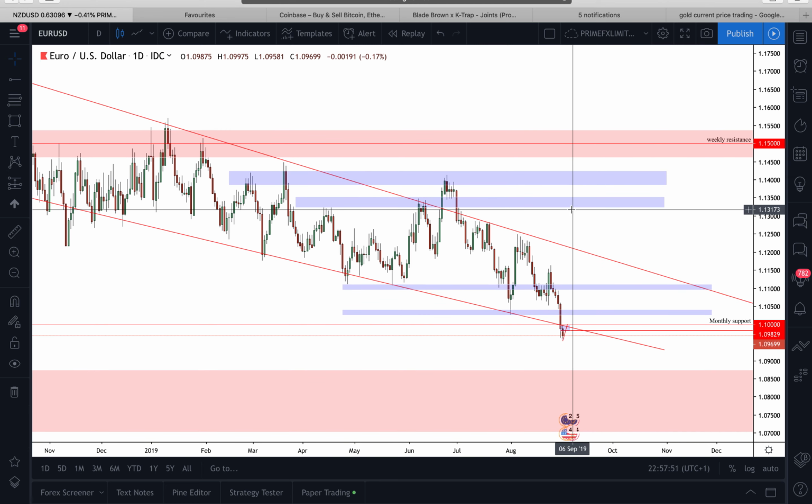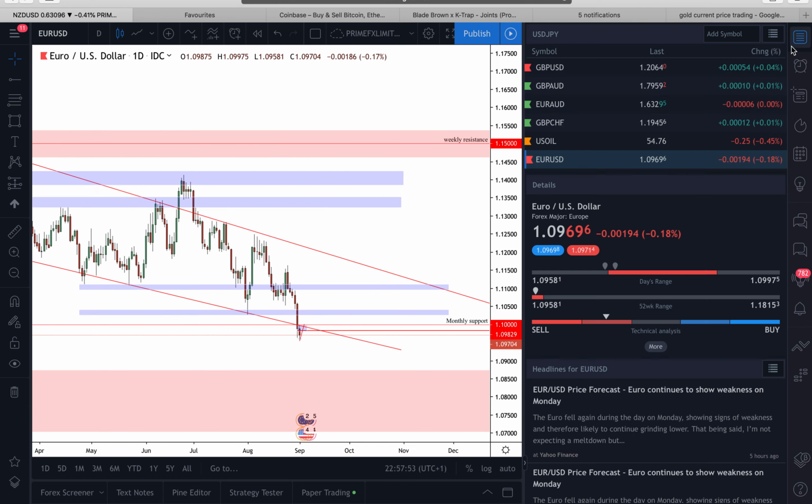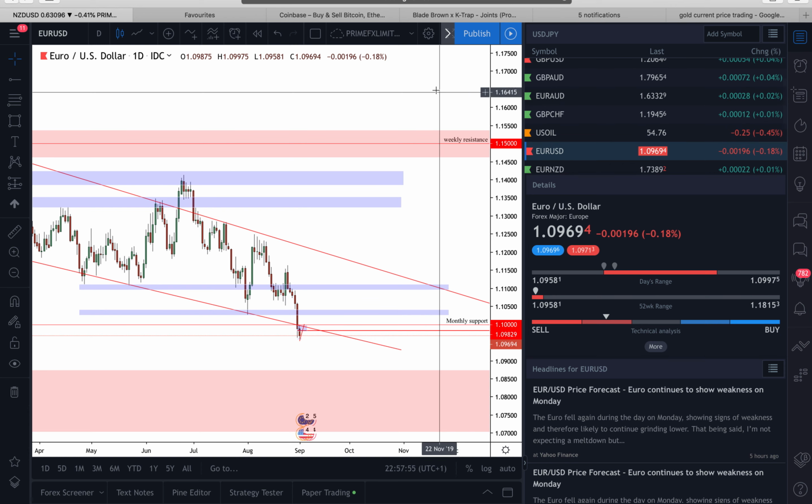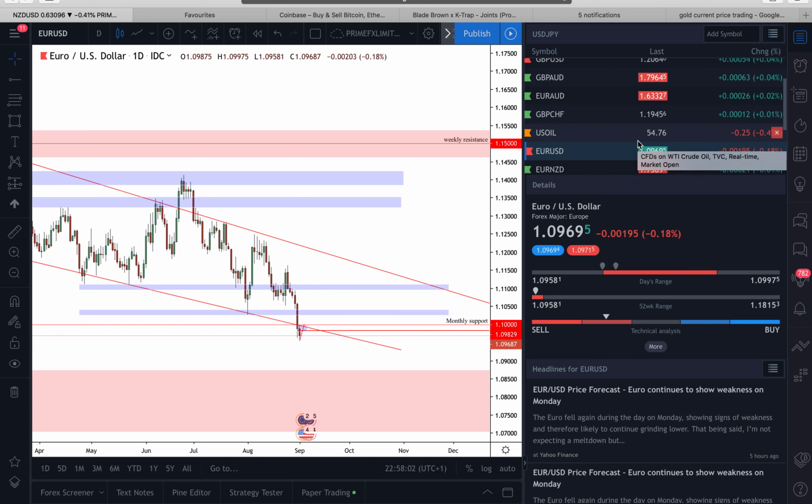So I will keep you guys updated with everything. Okay, we have some important fundamentals tonight coming out. We've got the Australian dollar. If you want more details on that, have a watch of our Sunday market breakdown. That's got in-depth analysis in terms of what's going to happen throughout the week.